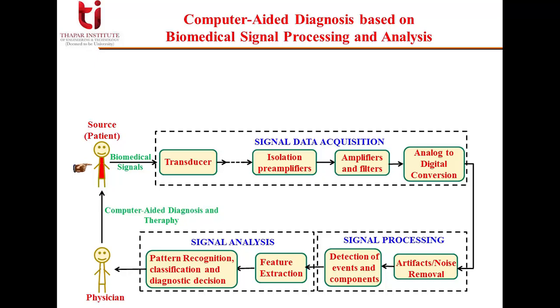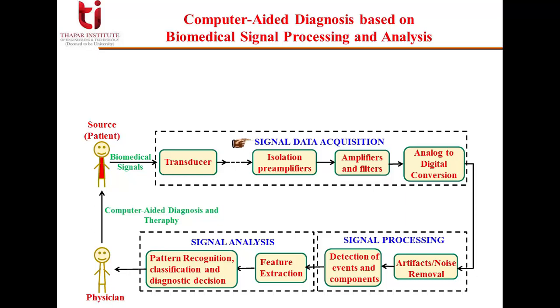Starting with the source of signal, mainly the patient or the experimental subject. The signal here can be any signal. For example, it can be an EEG signal, an ECG signal, or an EMG signal, etc. The figure shows typical steps involved in computer aided diagnosis and therapy based on these biomedical signals. The first stage is the signal data acquisition, which gives us the data we need to process or analyze.